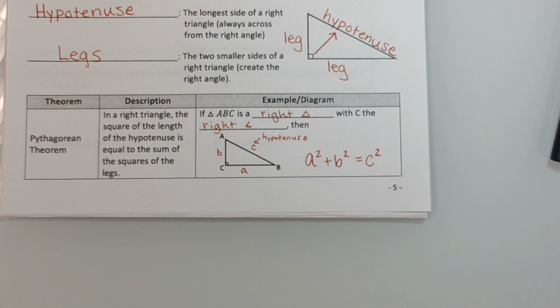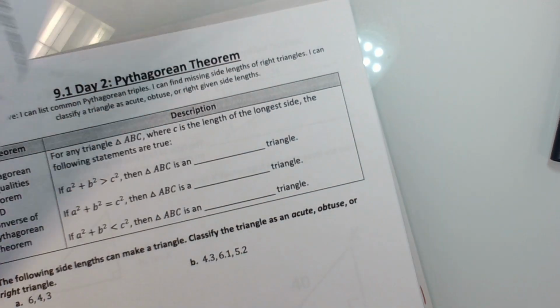A squared plus B squared equals C squared is a relationship between the side lengths of a right triangle. It allows us to solve for missing side lengths in a right triangle specifically. Has to be a right triangle. If it is not a right triangle, this does not apply.